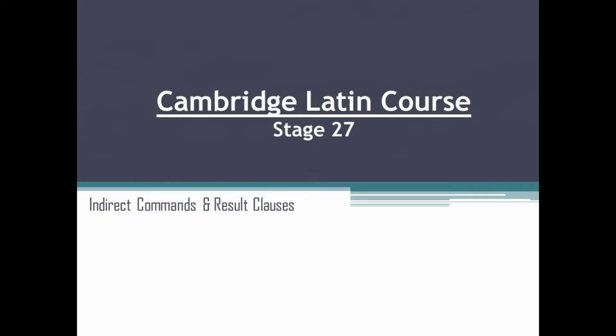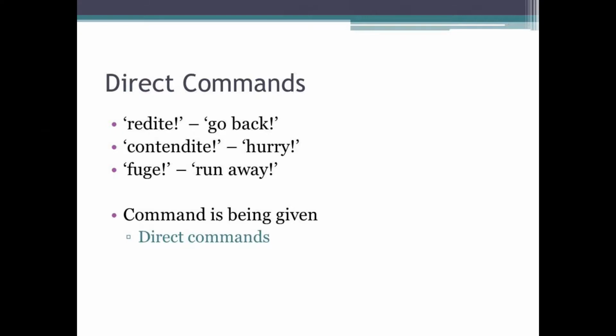Today, I'll be going through stage 27 of the Cambridge Latin course, and I'll be explaining the topics of indirect commands and result clauses. So firstly, let's revisit direct commands, which we met in Book 1. So here are a few examples. Redite, go back, contendite, hurry, and fuge, run away. And in each one of these examples, an order or command is being given. These are known as direct commands.